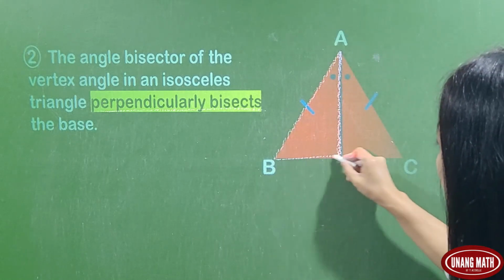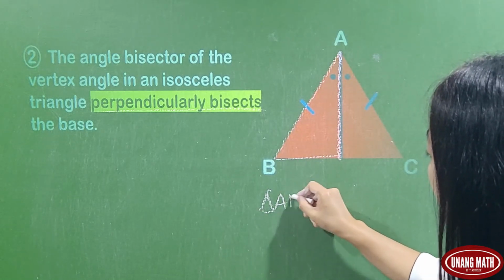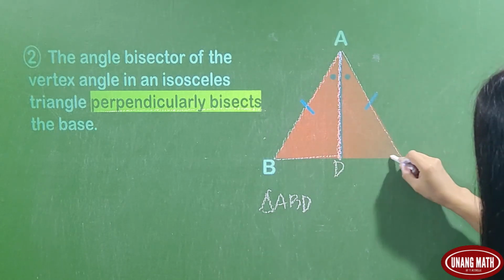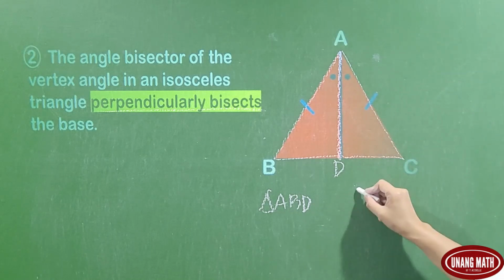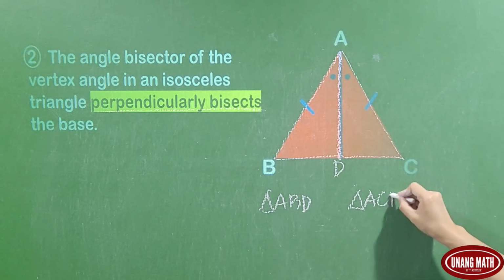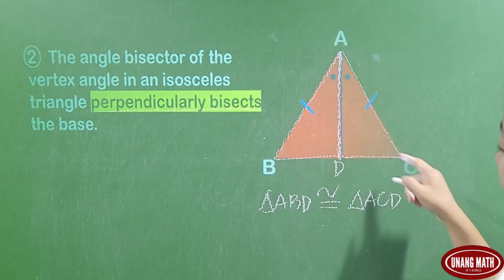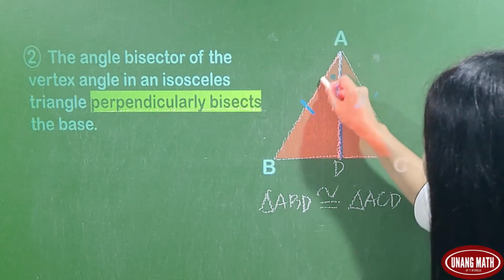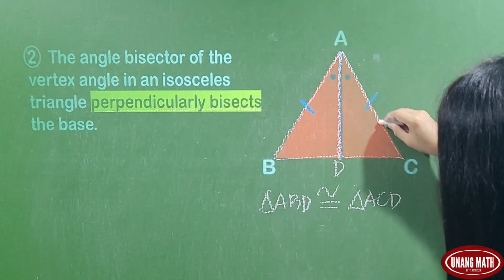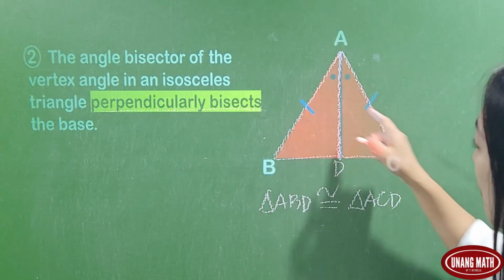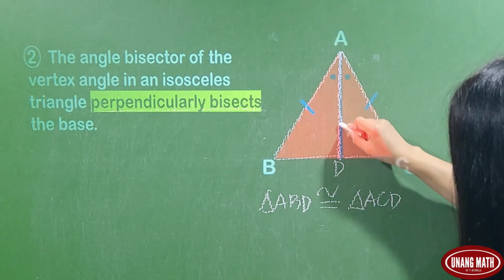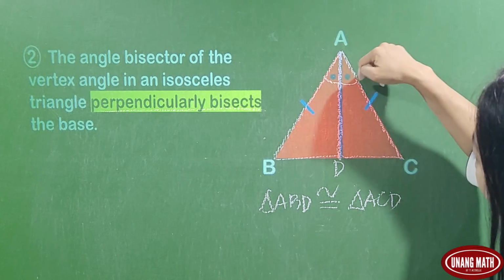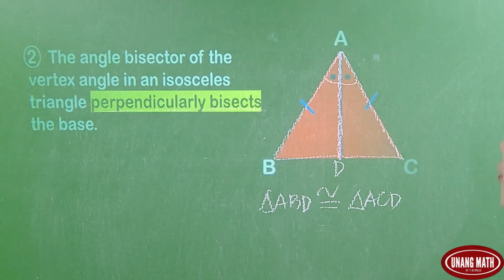So we have this triangle, triangle ABD. And this triangle, triangle ACD. These two triangles are congruent. Okay, this side is equal to this side because these are corresponding sides. This is the common side. So this angle and this angle are corresponding angles and they are equal in measure.